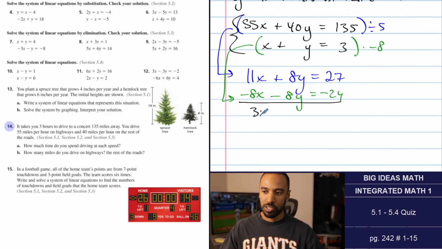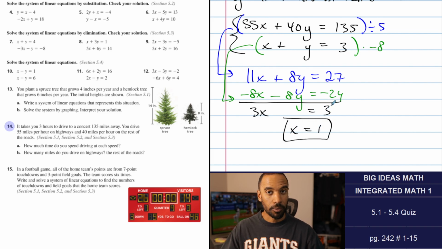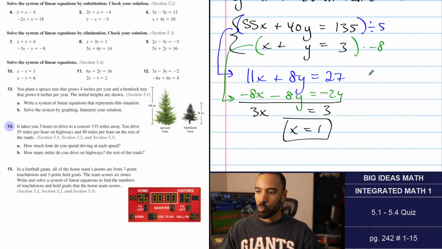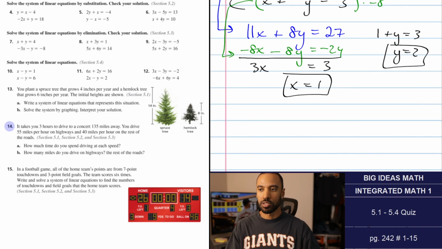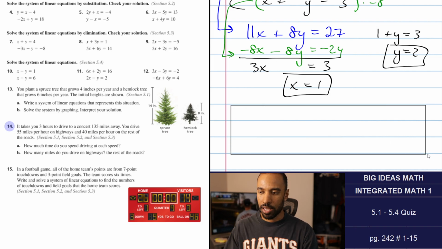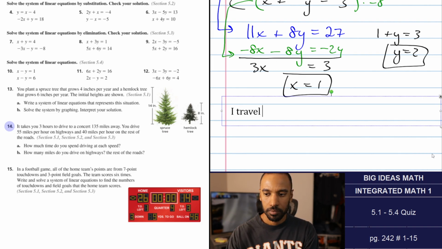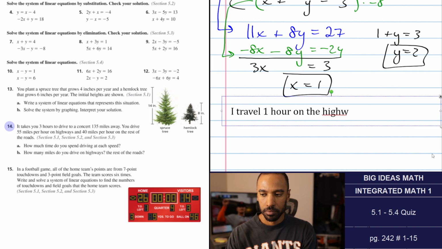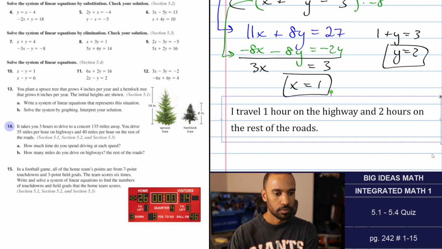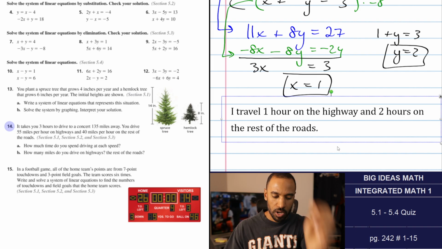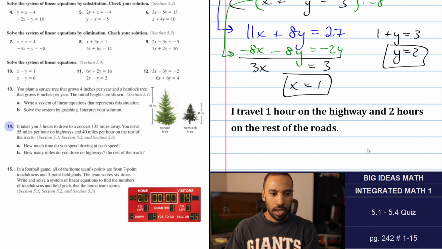So now I have 3x equals 3, and therefore x equals 1. I travel on the highway for 1 hour, is what that says. As far as y goes, x plus y equals 3, 1 plus y equals 3, so y equals 2. I travel on the rest of the roads for 2 hours. So I travel 1 hour on the highway. Okay. Sorry about that, but I figured it out.